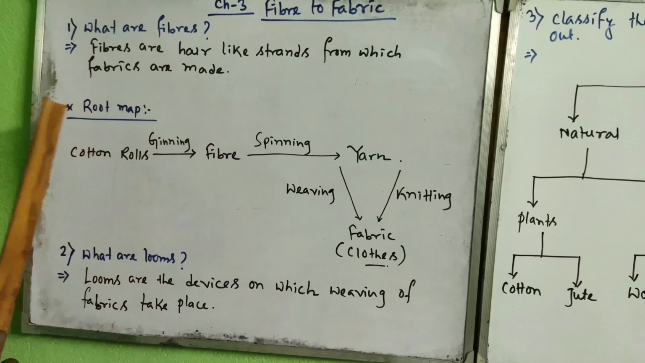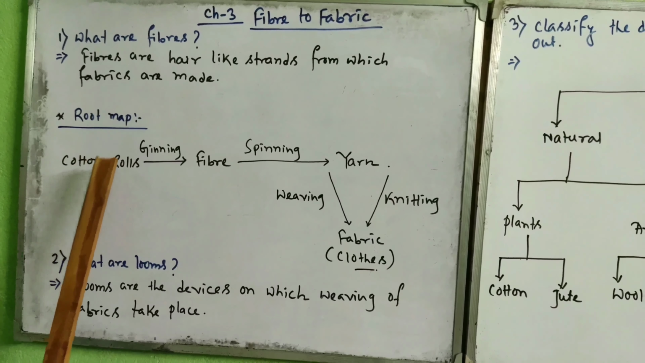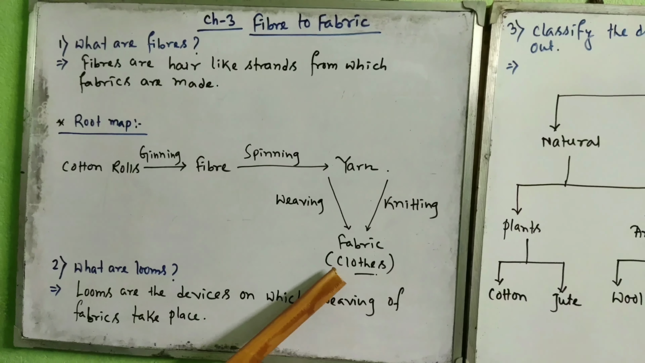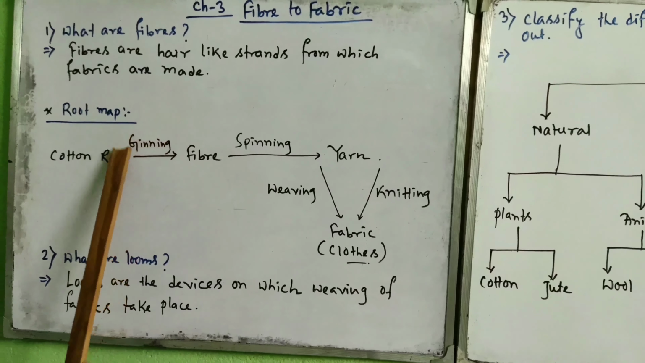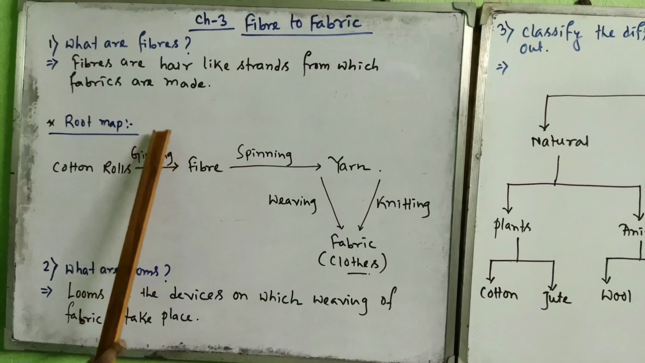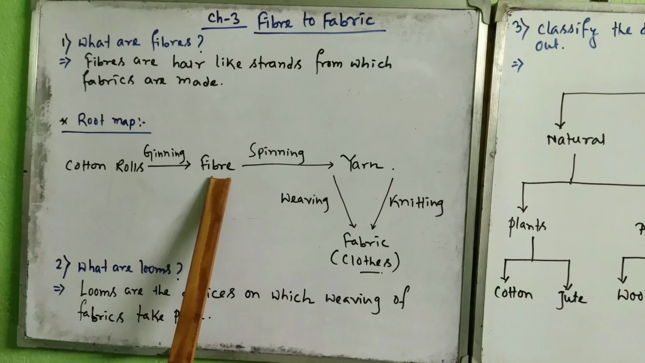Now, I have shown a route map over here. If you follow this route map, you will get to know how we can get from fibers to fabric. Fabric means clothes. First, from the cotton plant you will get cotton rolls, and you have to apply the ginning method. By applying the ginning method, you will get the fiber.